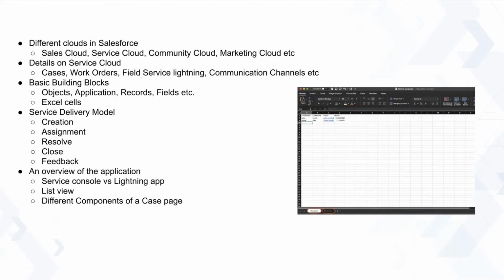Then we touched upon a little bit on the service delivery model. We did discuss what the main components of a service delivery model are, irrespective of which industry you are coming from. These are the standard sections of the delivery model: creation of the case, then assignment of the case, then you resolve, close, and feedback, which comprises closing the entire loop that gets started at the creation stage.